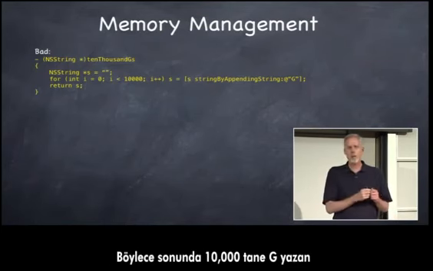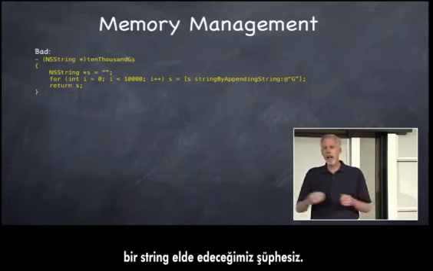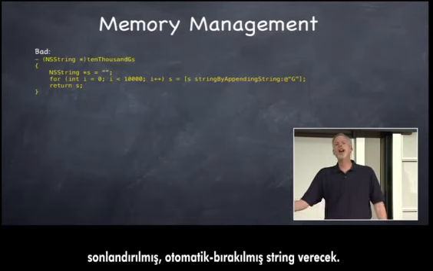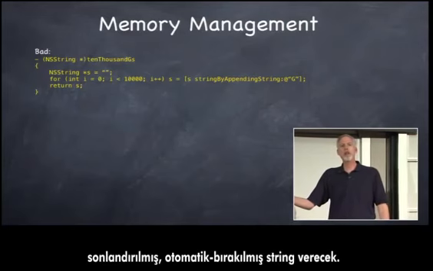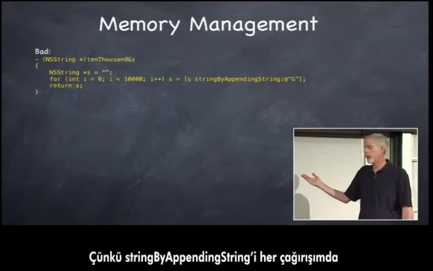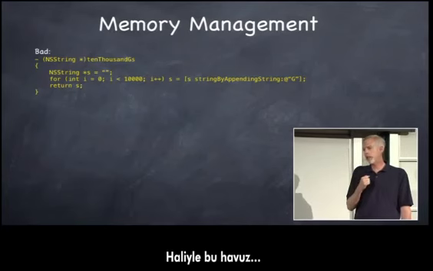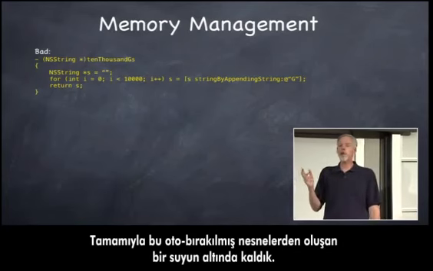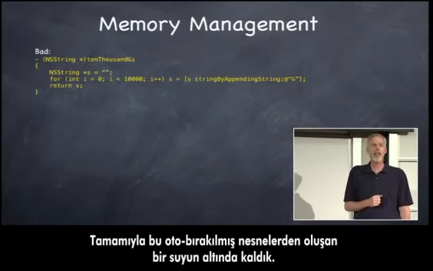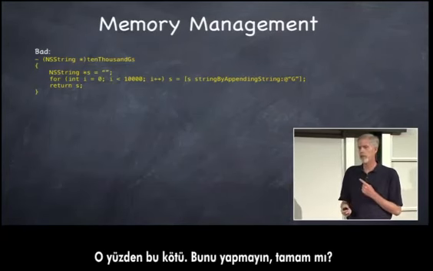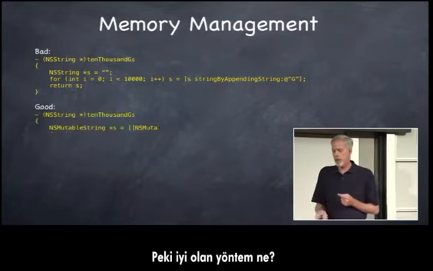So sure enough, I'm going to end up with a string at the end that had 10,000 Gs, but I'm also going to end up with 9,999 autoreleased strings along the way, because every time I call stringByAppendingString, it gives me back an autoreleased string. So that pool is going to be, literally, underwater with these autoreleased strings, okay? That's not good. We do not want to do this. So this is bad. Do not do this. All right? So what is a good way to do this?